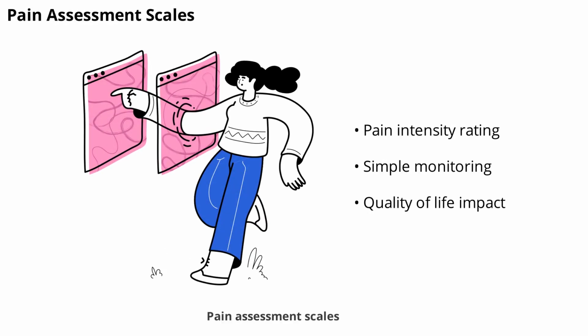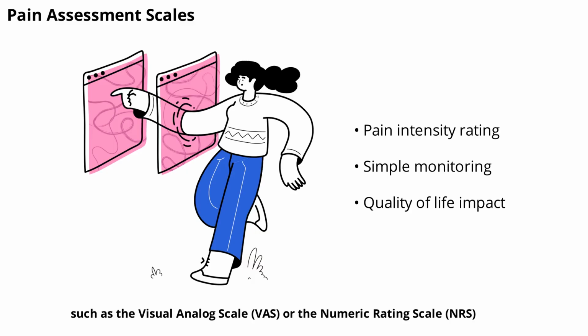Pain assessment scales such as the Visual Analog Scale (VAS) or the Numeric Rating Scale (NRS) are used to measure the intensity of joint pain. Patients rate their pain on a scale, helping doctors understand how osteoarthritis affects their quality of life. These scales are simple but effective tools for monitoring symptoms over time.